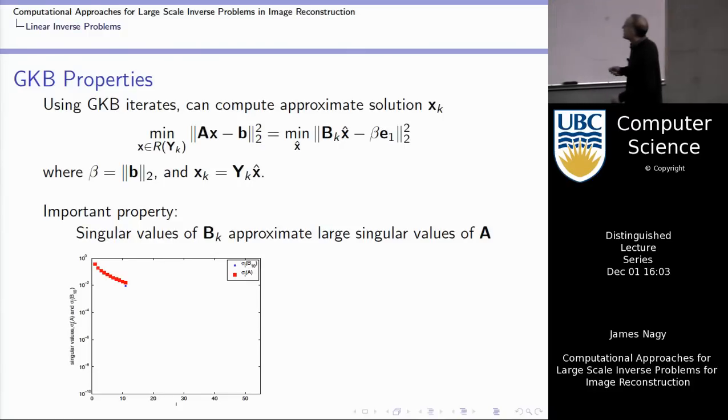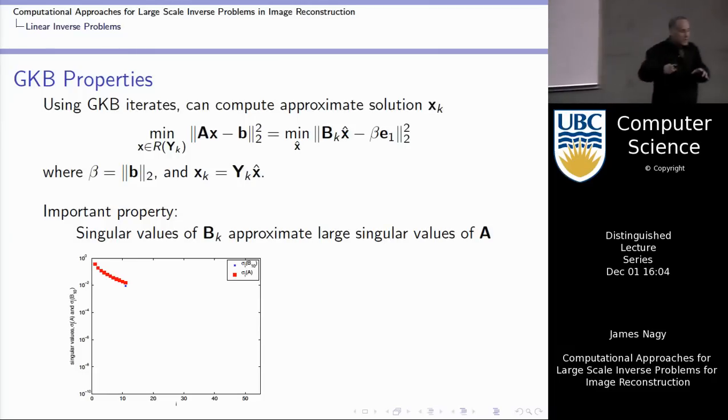I'm at iteration 10 here. I've plotted in red the singular values of the original matrix, and in blue the singular values of the bidiagonal matrix. You can't distinguish the red from the blue until you get down to this one right here. So the large singular values of B and A match each other well.